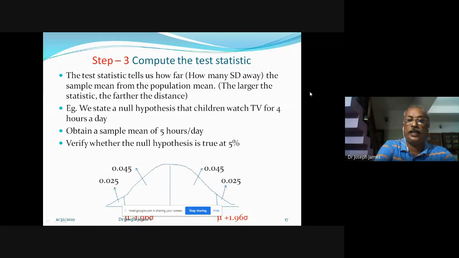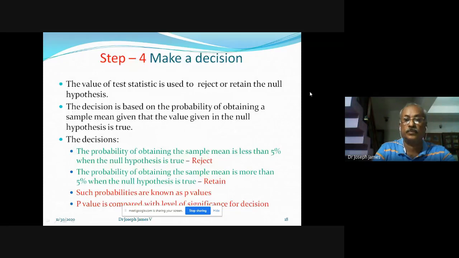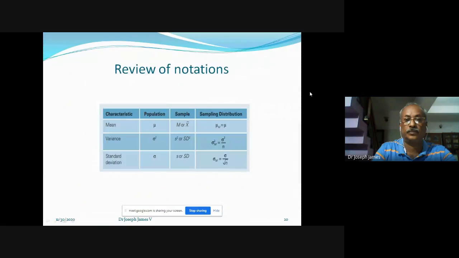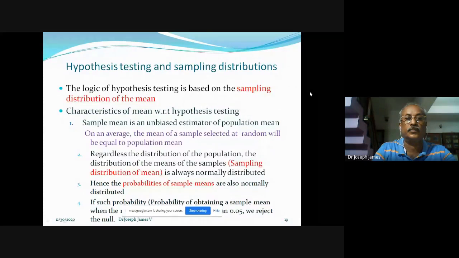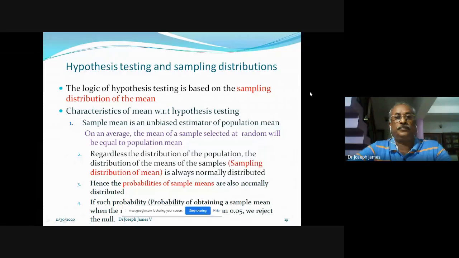For understanding this figure, we have to consider 3 different aspects: one is the population, the other is the sample, and the other is the sampling distribution of the mean. And we will make it clear. The logic of hypothesis testing is based on the sampling distribution of the mean.